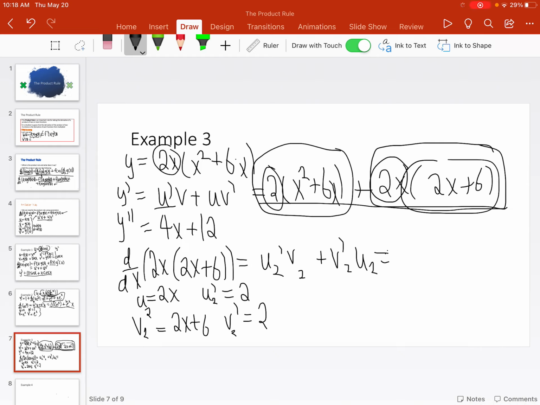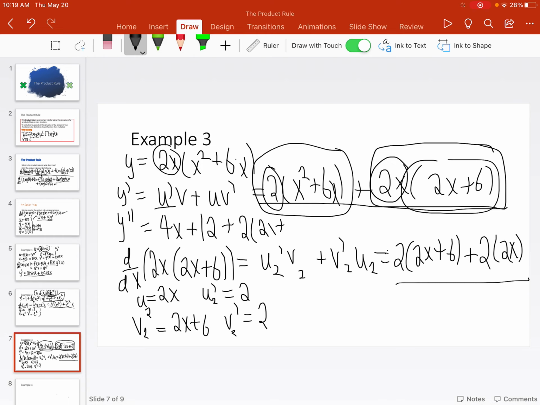So let's continue. What's u2 prime? Well, u2 prime is just 2. What is v2? Well, v2 is just 2x plus 6. Plus, what's v2 prime? Well, v2 prime is just 2. And what is u2? Well, u2 is just 2x. So there we go. We found the derivative of this second term. So let's put it all together here. We took the derivative of the second term, and what we're going to do now is put it all together.